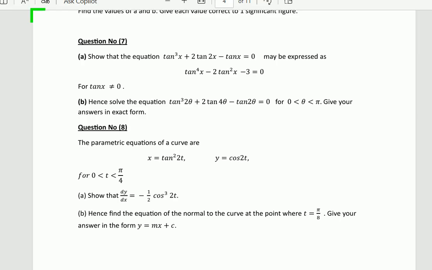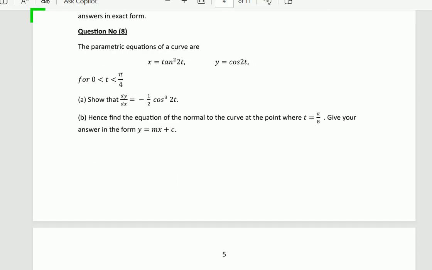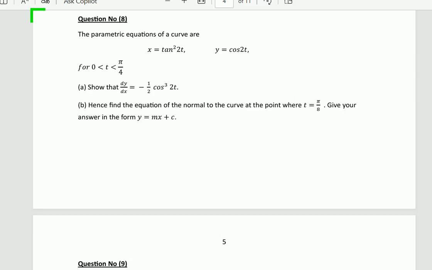Question number 8 is: the parametric equations of the curve are x equals tan squared 2t, y equals cos 2t for 0 less than t less than pi by 4. Part A: show that dy over dx equals minus 1/2 cos cubed 2t. Part B: hence find the equation of the normal to the curve at the point where t equals pi by 8. Give your answer in the form y equals mx plus c.